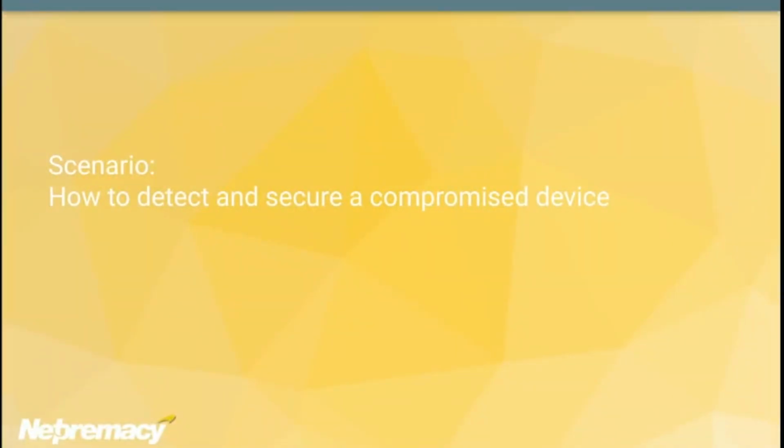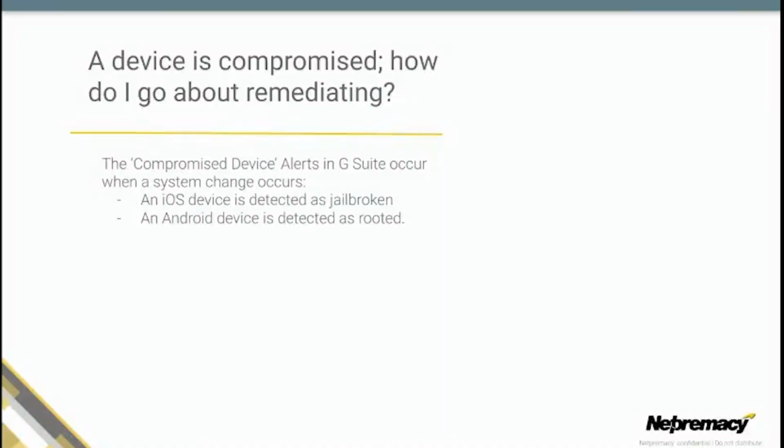Running into scenarios again, I wanted to run through how to detect and secure a compromised device in this world of MDM. And I want to talk about what a compromised device is before we talk about how we remedy it. A compromised device alert comes up in your admin console when a system change takes place. So it could be a change in a MAC address, it could be a change in the serial number, something that shouldn't really be intended on a mobile device. But it also covers things like jailbreaking an iOS device or rooting an Android device as well.